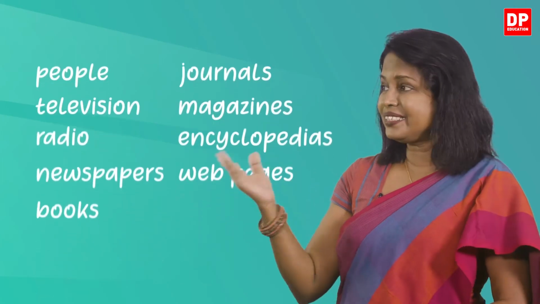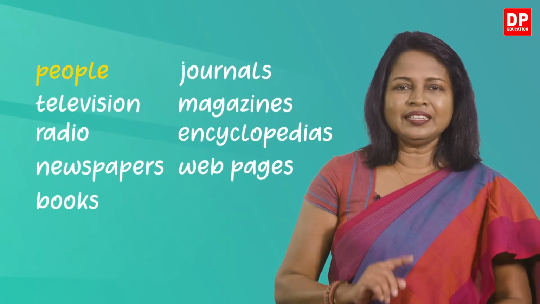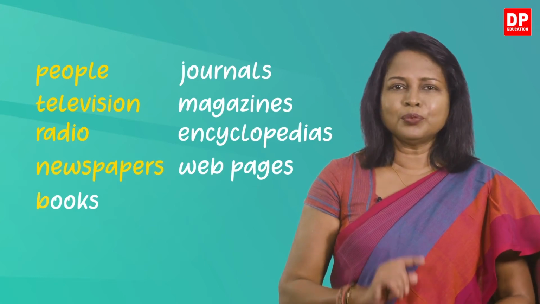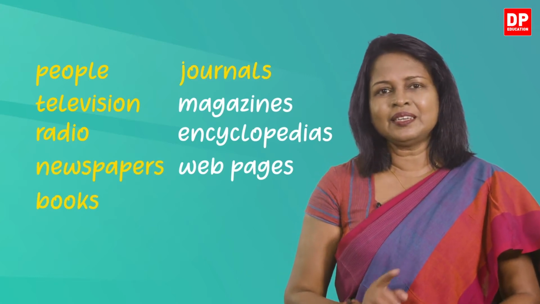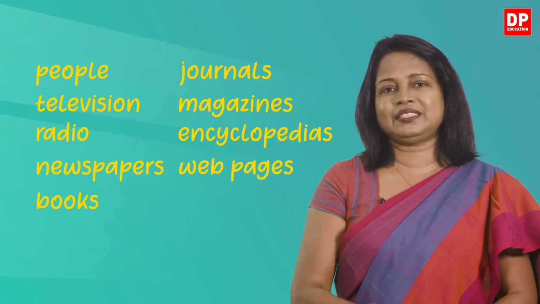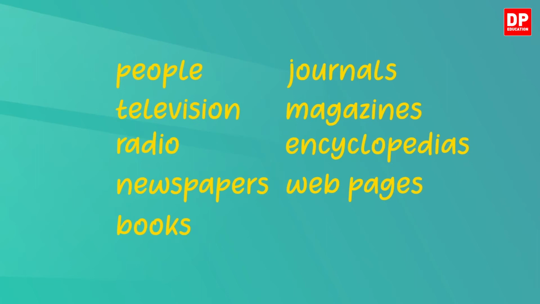Okay, how many sources of information were there? Let's check. I think you have listed down these: people, television, radio, newspapers, books, journals, magazines, encyclopedias and web pages. Children, here you read this paragraph to find specific information.